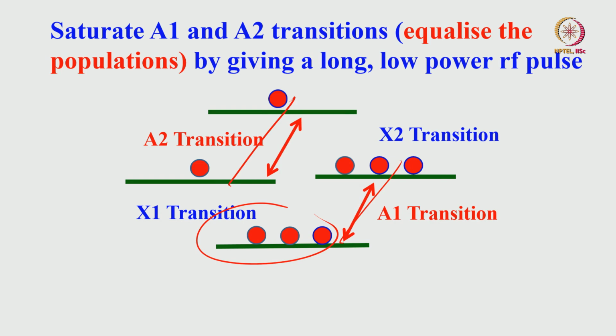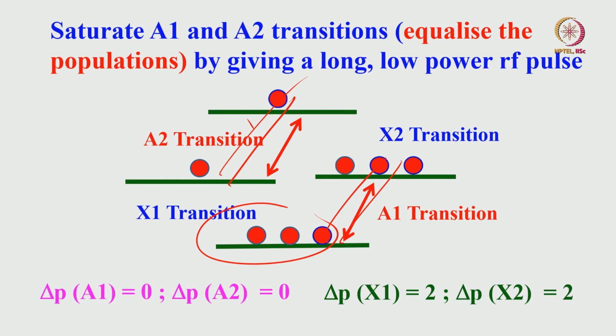I have saturated both A transitions. I am not touching the X transition at all. The X spin remains the same. But we will calculate the intensity now. The A transition has 0 intensity obviously because the spins are saturated, no signal will be there. Both are 3 minus 3, 1 minus 1, 0, so no signal for A. What about X? Calculate the X intensity. 3 minus 1 is 2, 3 minus 1 is 2.